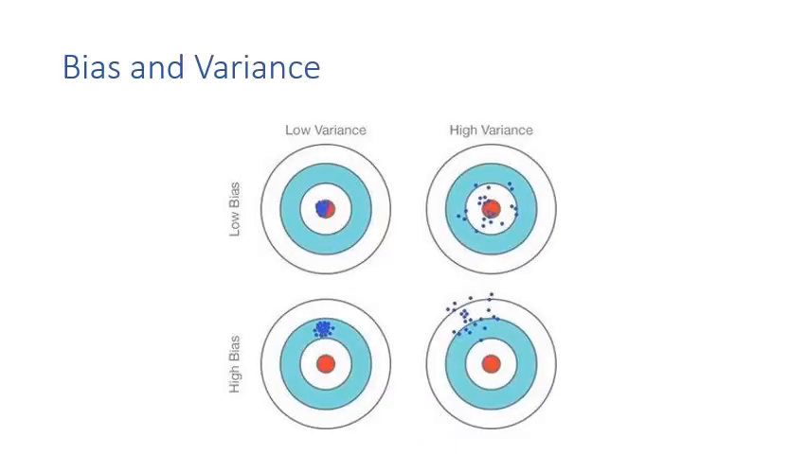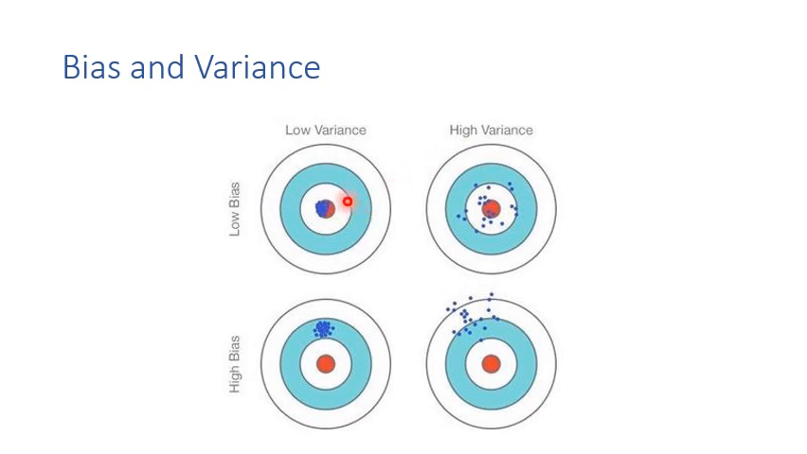As we know, the prediction error of a machine learning model can be decomposed into bias and variance. Here are four pictures to show the difference between high bias, low bias, and high variance, low variance. This column shows the result with high variance. From those two pictures, we can see that with high variance the shots are more divergent. So high variance means high divergence.